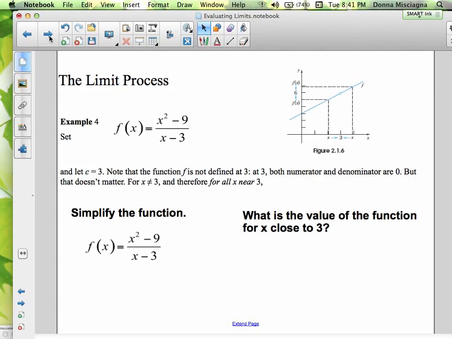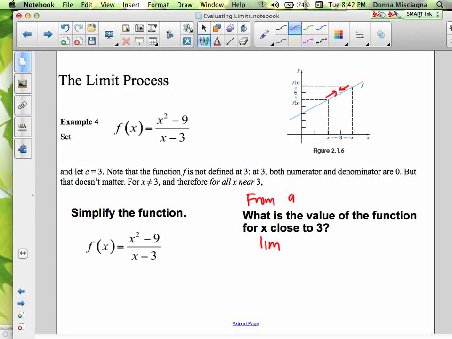So as x gets closer and closer to 3, the limit, as we approach from the left-hand side and the right-hand side, is equal to 6. So the value of the function for x close to 3 is our limit. And we're going to simplify this function to find it. So from the graph, we can see the limit of f of x as x approaches 3 equals 6.